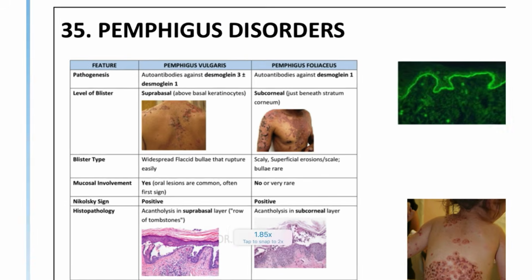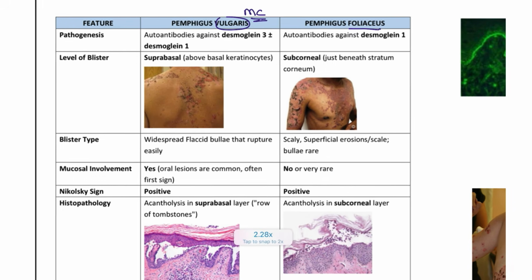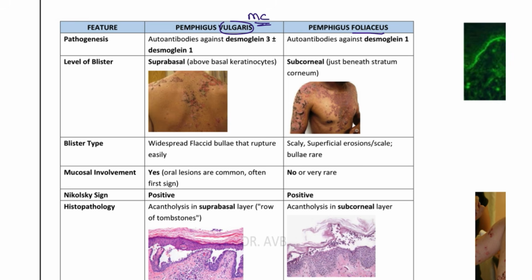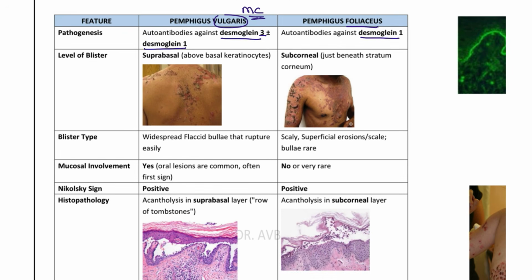Next, moving on to the pemphigus disorders, you have pemphigus vulgaris, which is the most common overall, and pemphigus foliaceus. Which desmogleins are affected? In vulgaris, desmoglein 3 and desmoglein 1. In foliaceus, it is desmoglein 1. Why is desmoglein 3 important? Desmoglein 3 involvement means mucosal involvement.